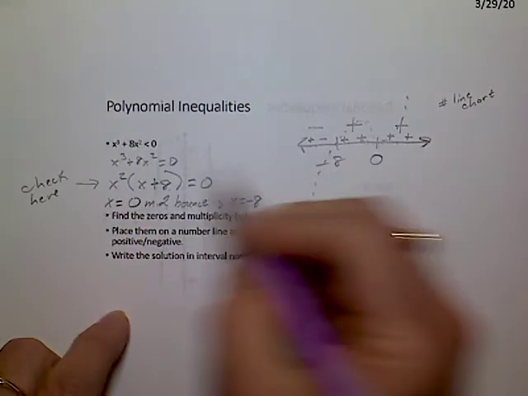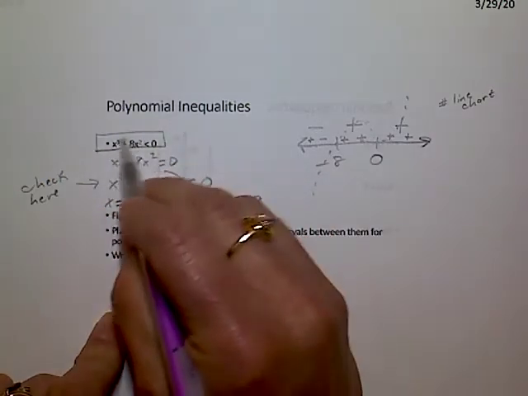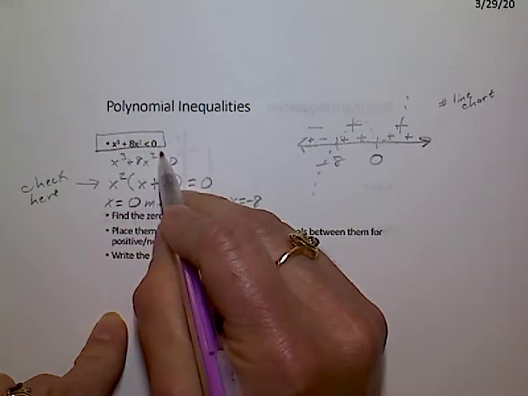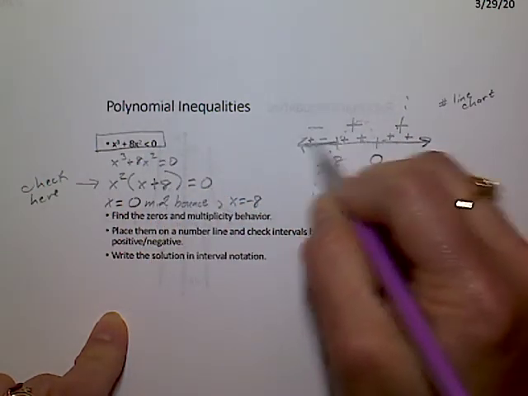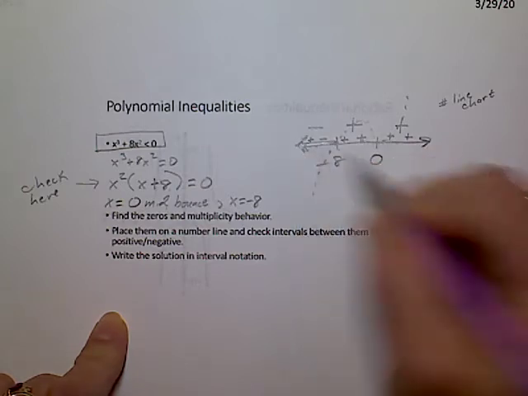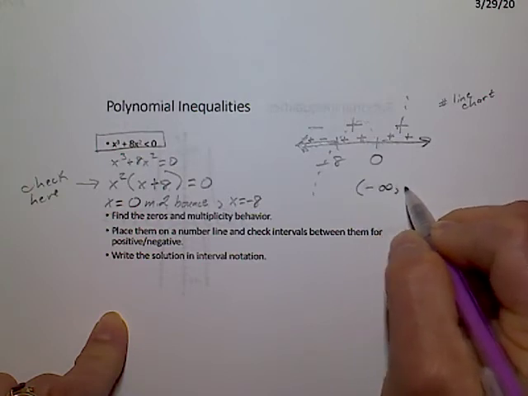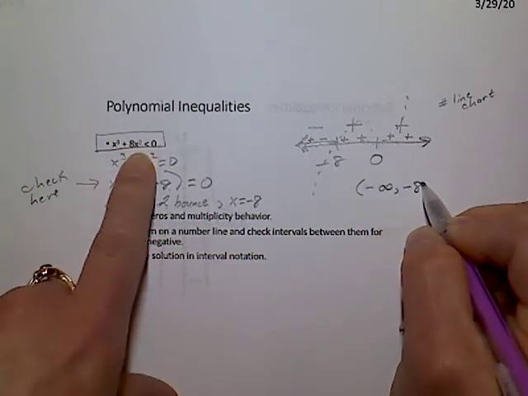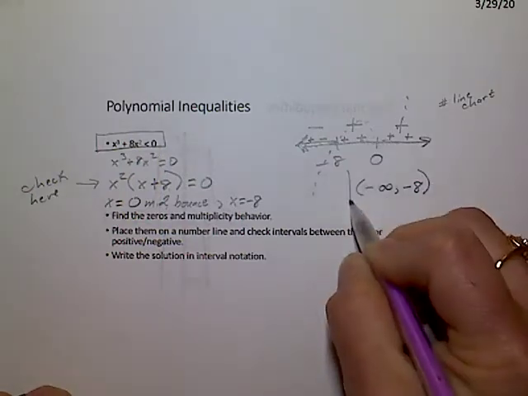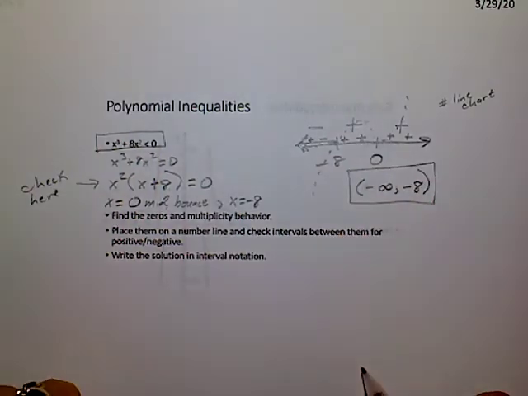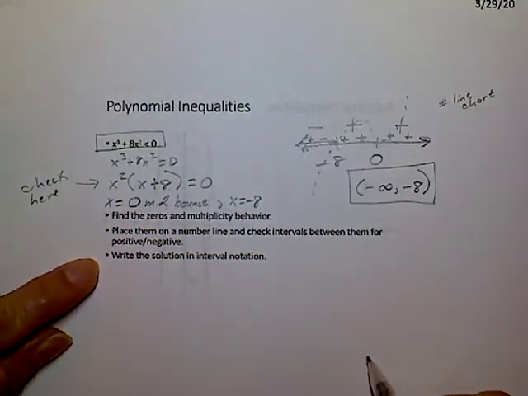You already know that part. What I wanted was, here's my question, where is this polynomial less than 0? Where it's less than 0? Here. Where it's negative. So my solution is negative infinity to negative 8. Include it? No. No equal to. This is the solution. You should write these steps down, and we're going to try this again.